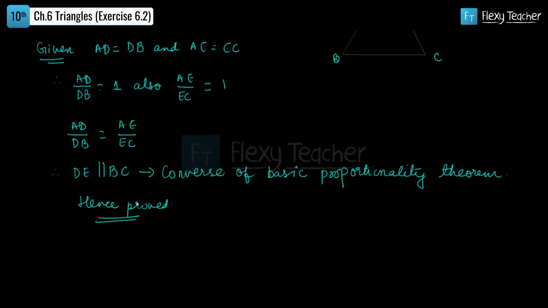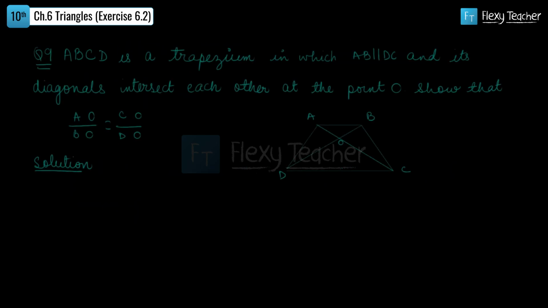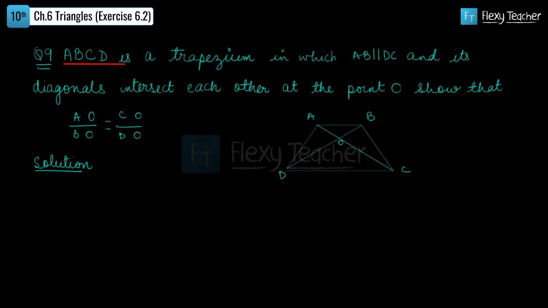So this is over. Let us do question number 9 and 10. Question number 9. ABCD is a trapezium in which AB is parallel to DC and its diagonals DB and AC intersect at a point O. We have to show that AO upon BO is equal to CO upon DO. Okay, so to prove, or maybe let us start with given.